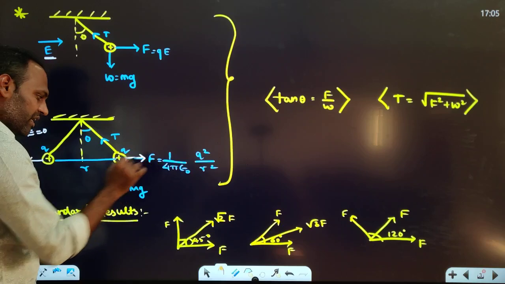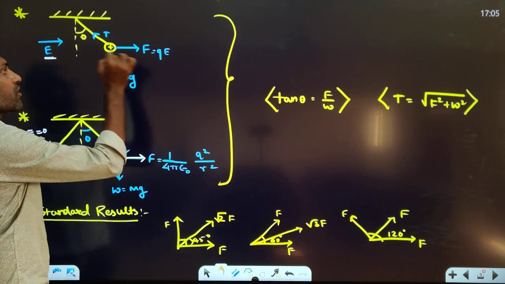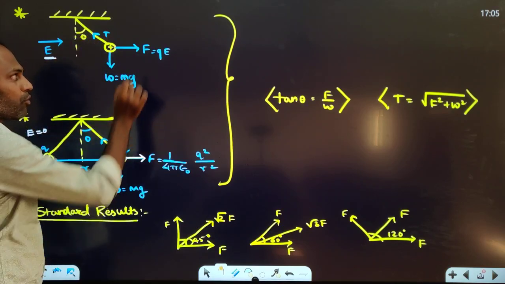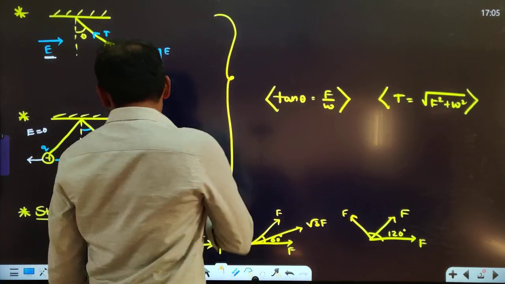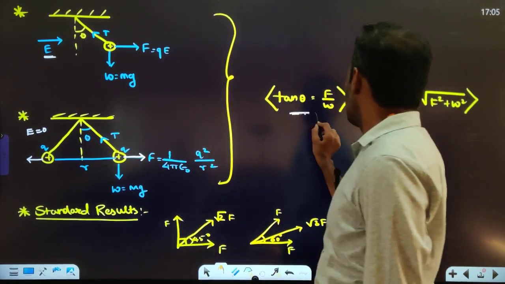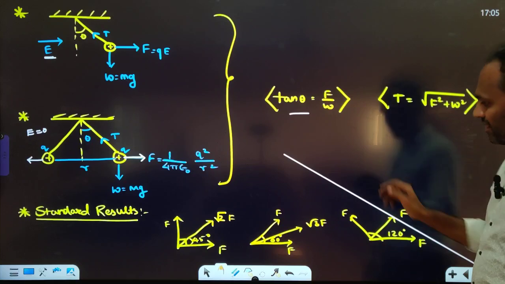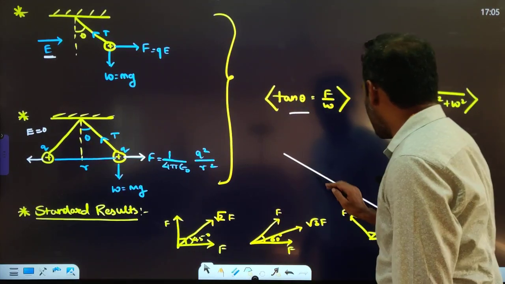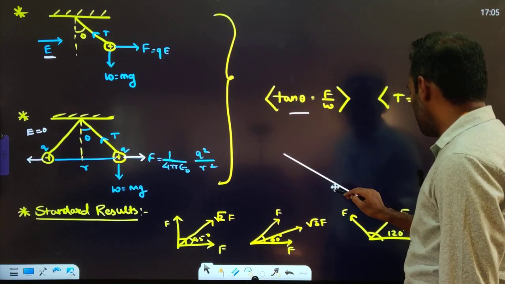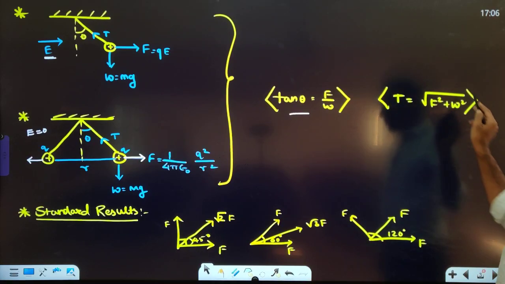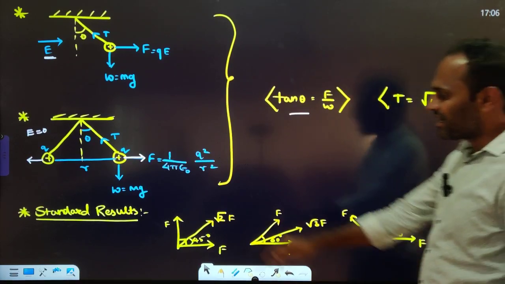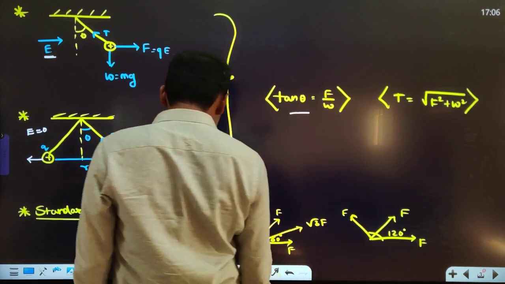Again same forces, electric force, weight, tension, electric force, weight, tension, right? Only the formula of force has got changed. So in two cases they ask to calculate the angle with vertical. To calculate the angle with vertical, you use the formula tan theta is equal to F divided by W, and to calculate the tension, you have the formula T is equal to root of F square plus W square. This is the tension.